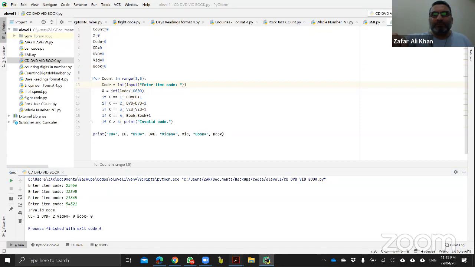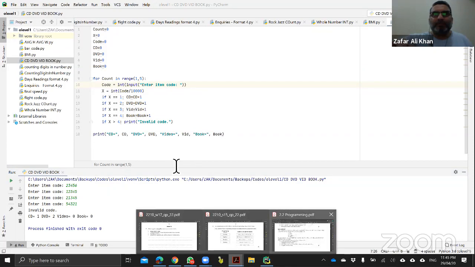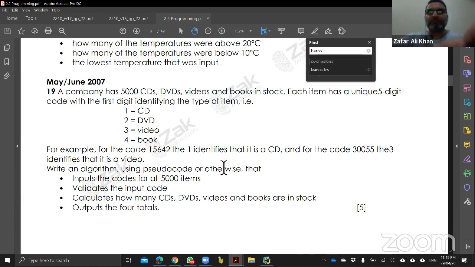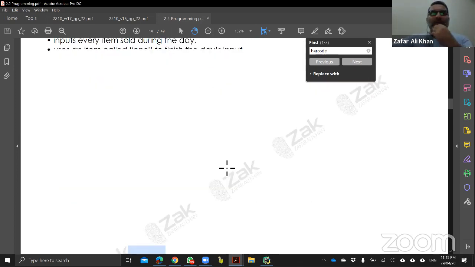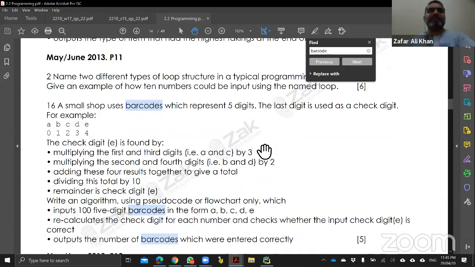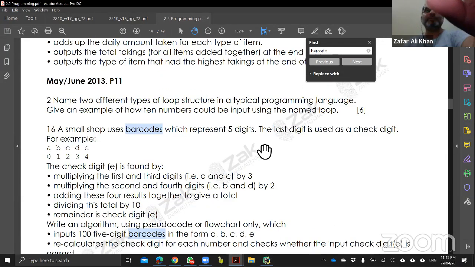Now there was one question for div, that was barcode reader. This question is May, June 2013, P11. It says question number 16. It says that a small shop uses barcodes which represent 5 digits. Again, these barcodes are of 5 digits. The last digit is used as a check digit.